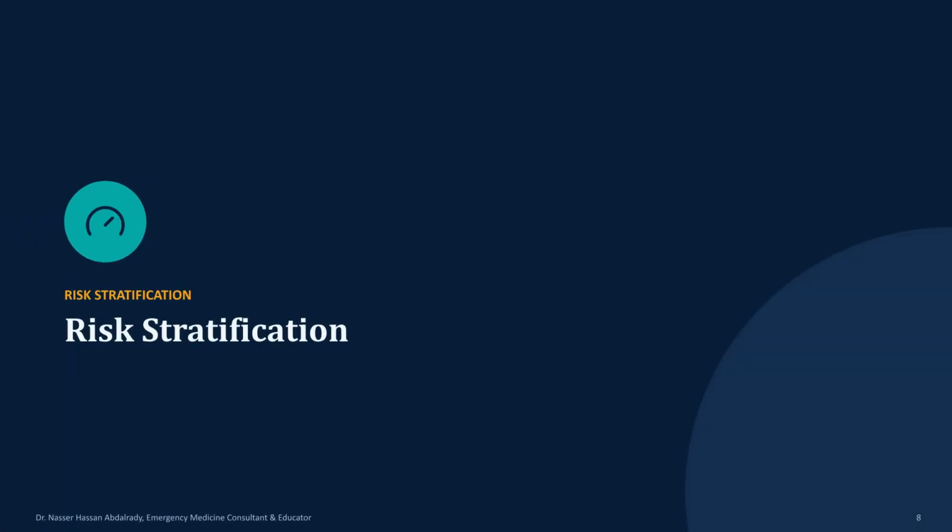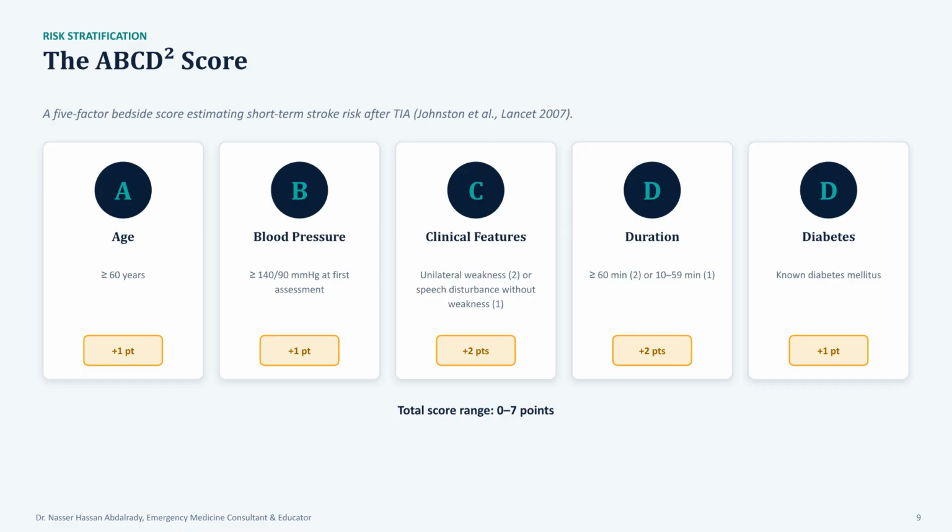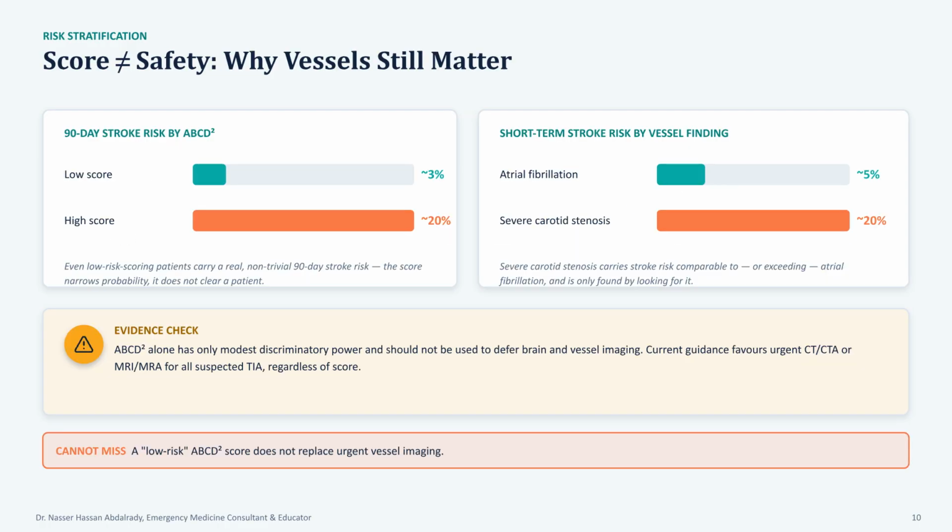Now, let's turn our attention to risk stratification. The ABCD squared score is a bedside tool that estimates short-term stroke risk by evaluating age, blood pressure, clinical features, duration, and diabetes. Remember that a low ABCD squared score does not guarantee safety. Vessel imaging remains essential because high-risk findings, such as severe carotid stenosis, require urgent identification.